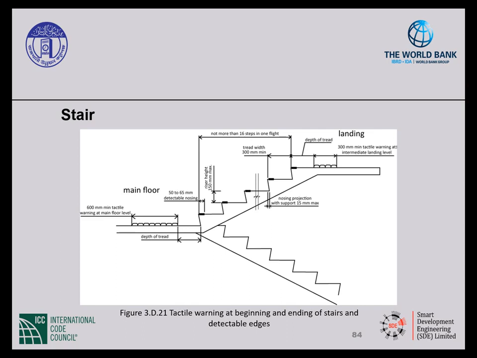Let's talk about the steps in a stair. Continuous flights of steps shall have uniform tread dimensions, should be a maximum 150 millimeters riser height and a minimum 300 millimeters tread depth. Provide detectable warnings at each stair nosing, and that warning should be 50 to 65 millimeters by the width of the tread. The nosing can project a maximum of 15 millimeters over the tread below, and a flight of steps should have not more than 16 steps.